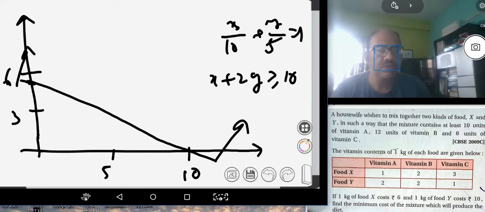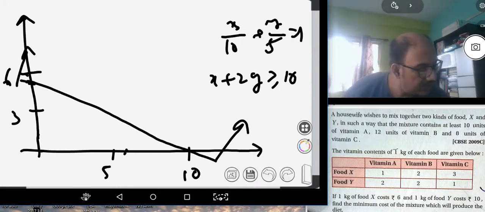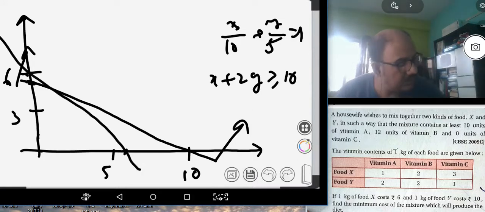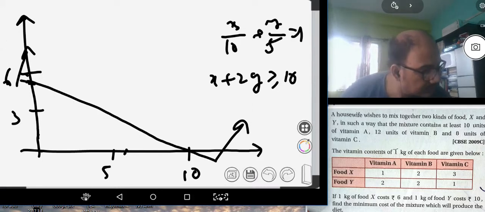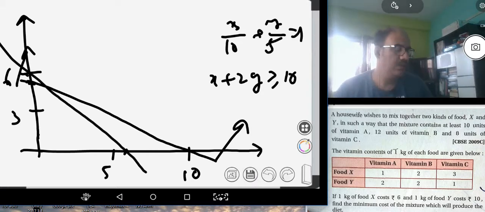And the second question was 2x plus 2y greater than or equal to 12, so similarly it gives 6 comma 6. So this is 6 and this is 6. So this will also be like this. I think let's draw it again. And this will be away from the origin.